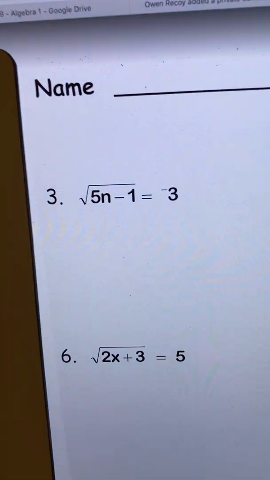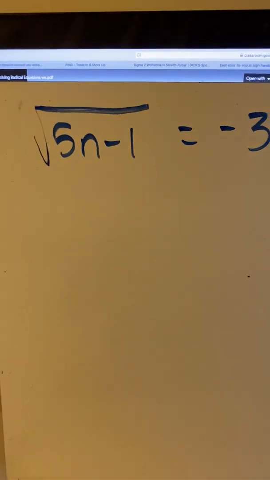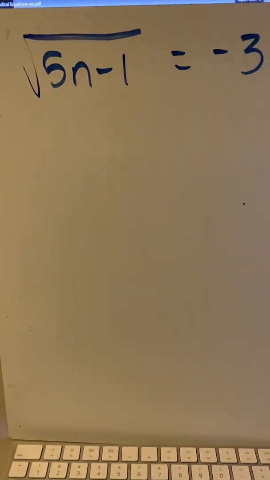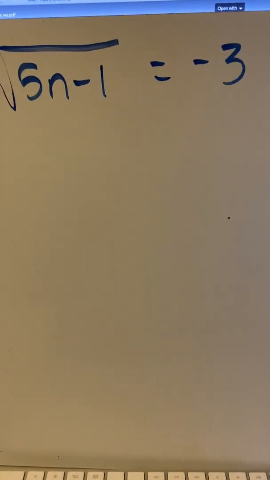All right, we're gonna look at number 3 on the worksheet. This one right here. The square root of 5n minus 1 is equal to negative 3. Step 1 in solving these problems is always isolate the radical. The radical in this case is already isolated, which is good.